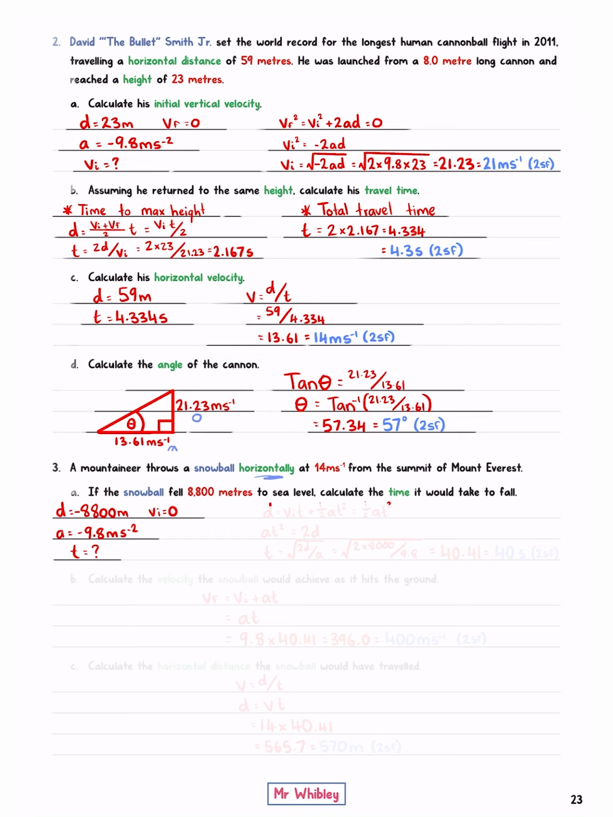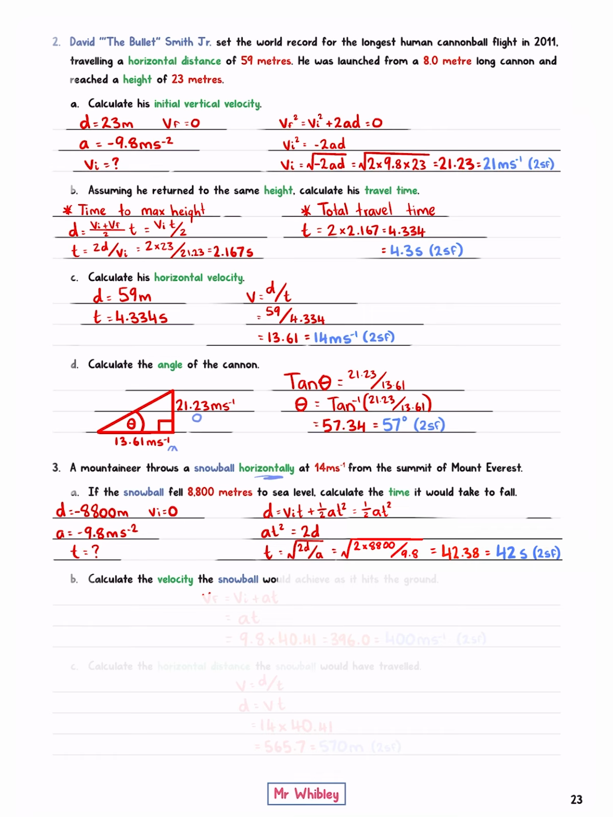What we don't have and don't care to find is our Vf, so we choose the equation without it. Vi is 0, so this becomes half at squared. To solve for time, we can first double both sides, and then divide by acceleration and square root both sides. Putting our numbers in gives me 42.38 or 42 seconds to two significant figures.